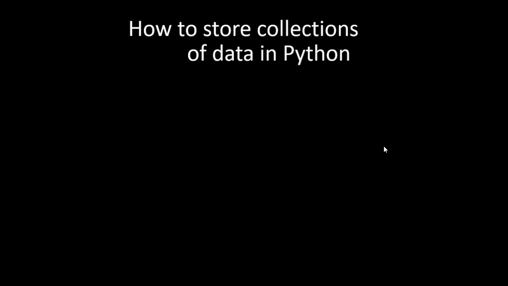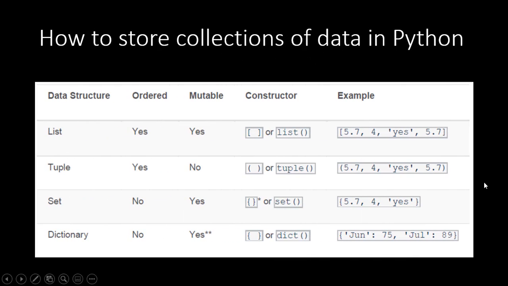There are four built-in options to store multiple items into one single variable. These are lists, tuples, sets, and dictionaries. Today we'll learn about lists. So lists are ordered and mutable, which means they are changeable.